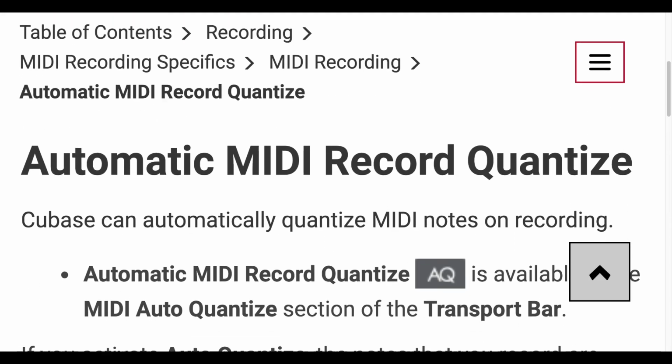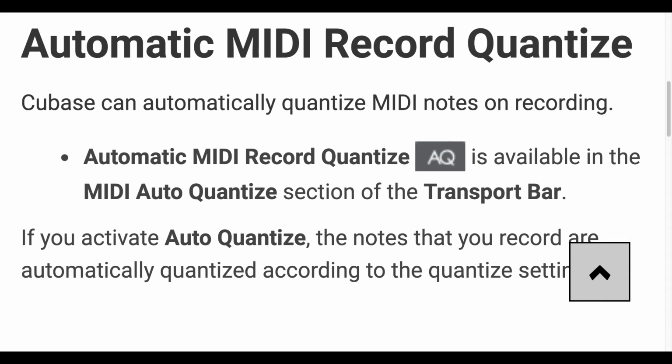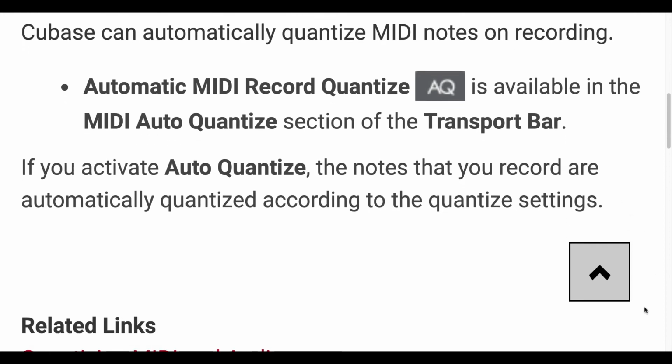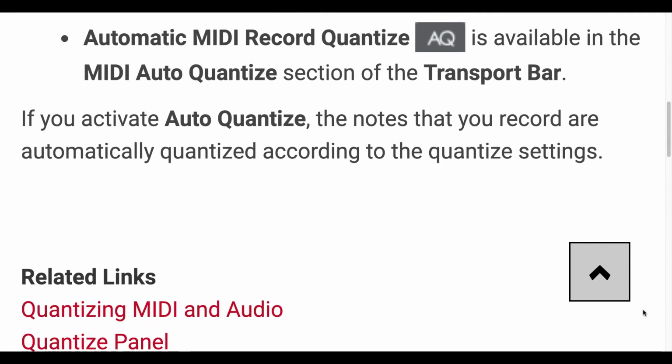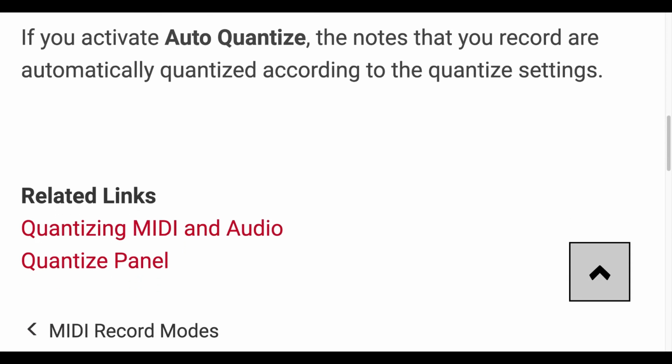Automatic MIDI record quantize. Cubase can automatically quantize MIDI notes on recording. Automatic MIDI record quantize is available in the MIDI auto quantize section of the transport bar. If you activate auto quantize, the notes that you record are automatically quantized according to the quantize settings.